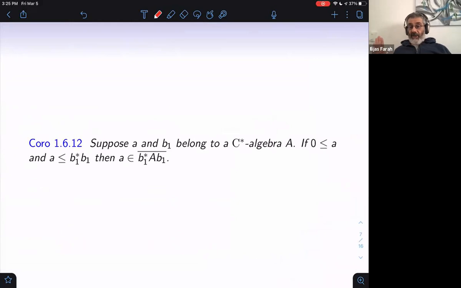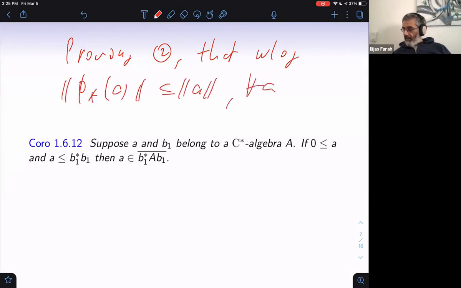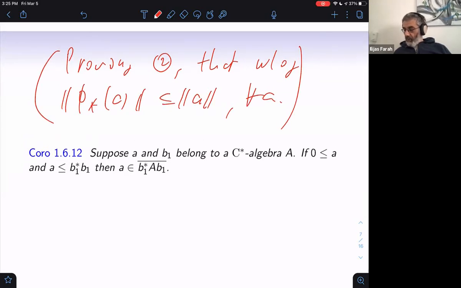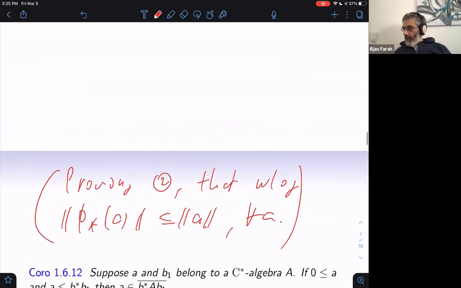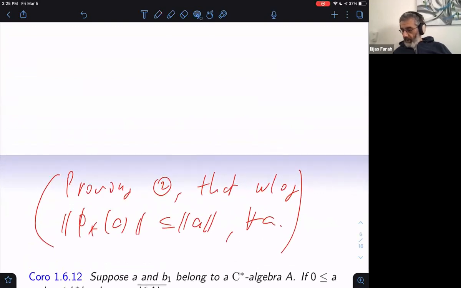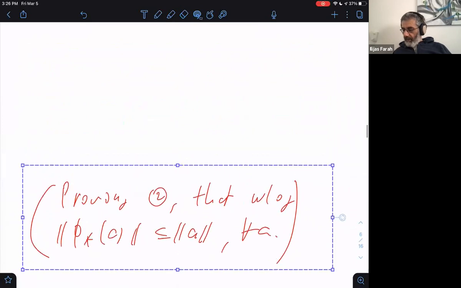So suppose, and let me just remind you why I am doing what I'm doing: proving 2, that without loss of generality, the norm of phi star of A is less or equal to the norm of A for all A. Actually, before I proceed to this corollary, let me tell you why this is easier when an operator is self-adjoint, and then we'll move on to the general case.